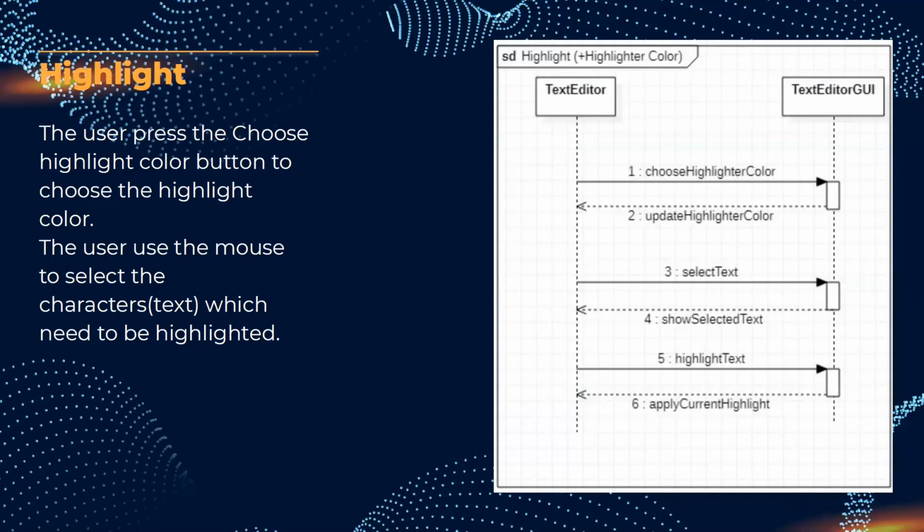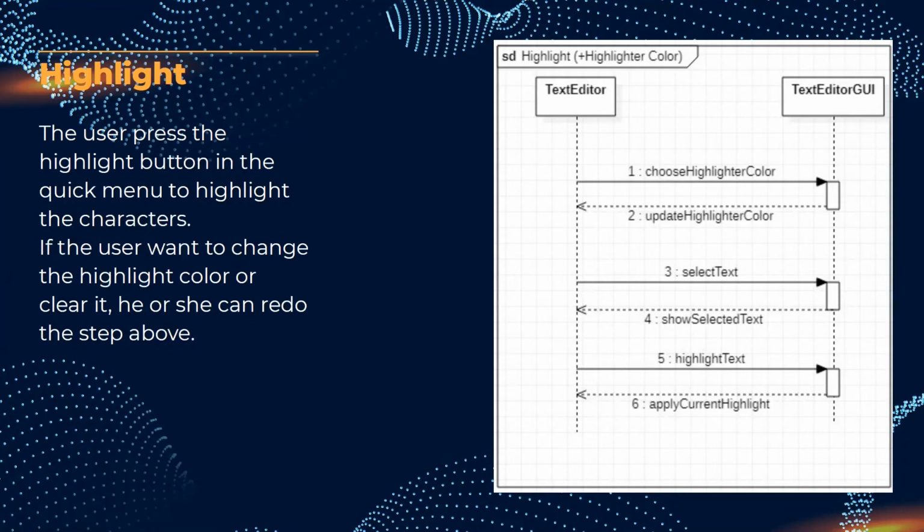And for the sequence diagram, we can see the text editor will call the method from the GUI set, to let the user choose the color of the highlighter. Then the text GUI will show that the highlight color is changed. Then the user uses the mouse to select the text. When the text is selected, the GUI will show which characters are selected. Then the user will press the button to call the highlight method. And the text GUI will reply and show that the selected part is being highlighted with the selected color.